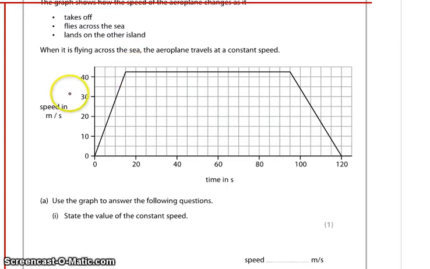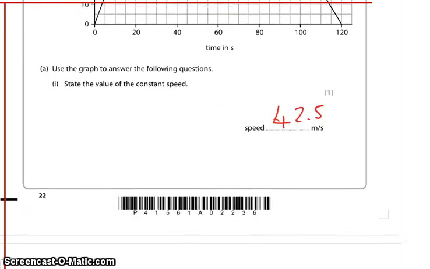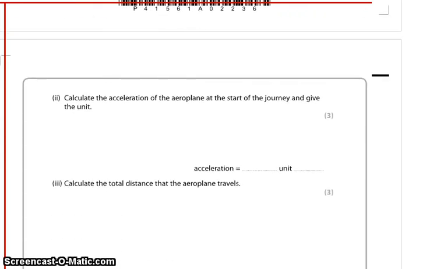Well, the constant speed is on this axis, so constant speed is this section here, and it looks to me to be roughly halfway between 40 and 45. I'm going to say 42.5 then. Right, next one. Calculate the acceleration of the aeroplane at the start of the journey and give the unit.